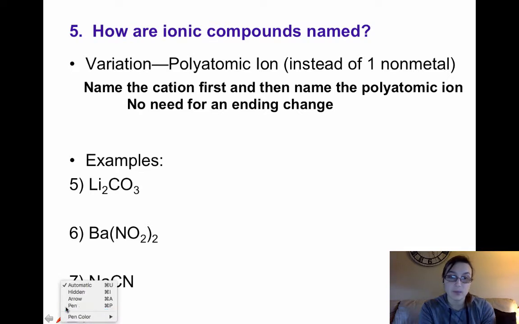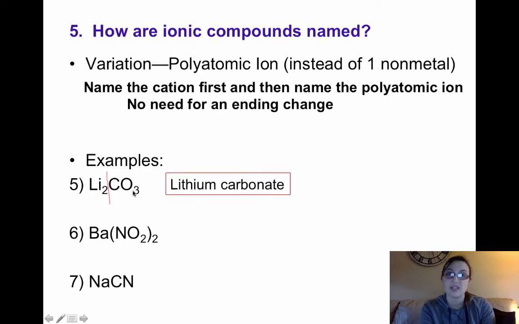So if we look at the examples, Li2CO3. So think about, where's your metal? Metal always comes first. So in this case, I'm going to split this down the middle. Lithium is my metal. Then we need to look at our list of polyatomic ions and see what CO3 is. Li is lithium, and CO3 is carbonate. So we would name this lithium carbonate. We can't change the ending, because the ending of polyatomic ions is what tells us that it's a polyatomic.